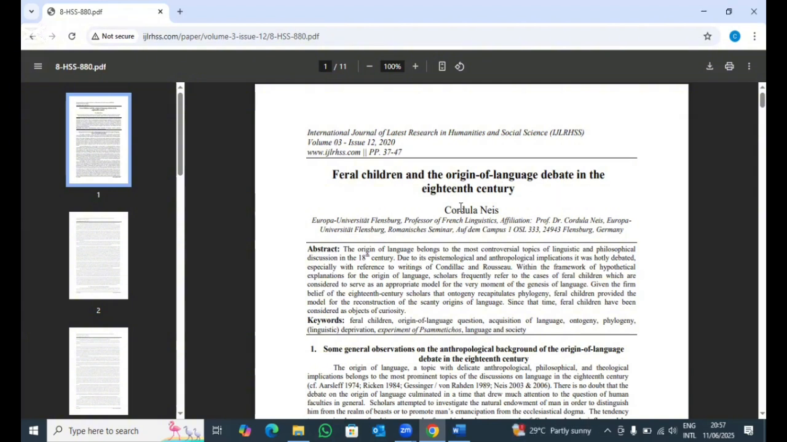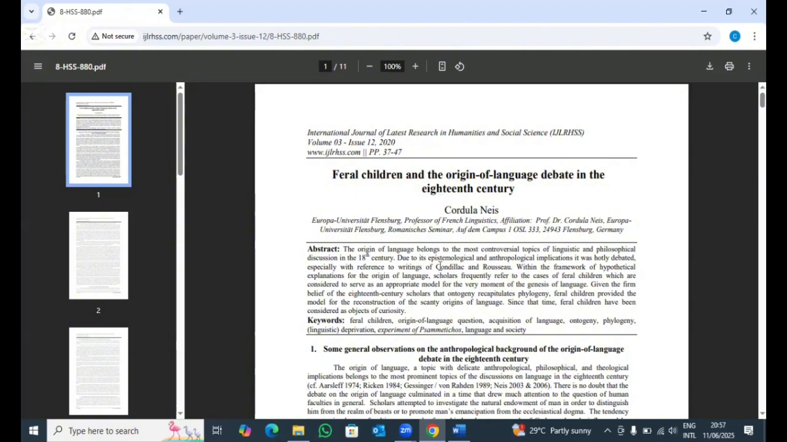Now, the abstract says the origin of language belongs to the most. In fact, before I go into the abstract, the topic gives you an idea of what the paper is talking about, right? The topic says feral children and the origin of language debate. So if you look at it, what they are talking about is the origin of the language debate, right? So the main idea will be related to that.